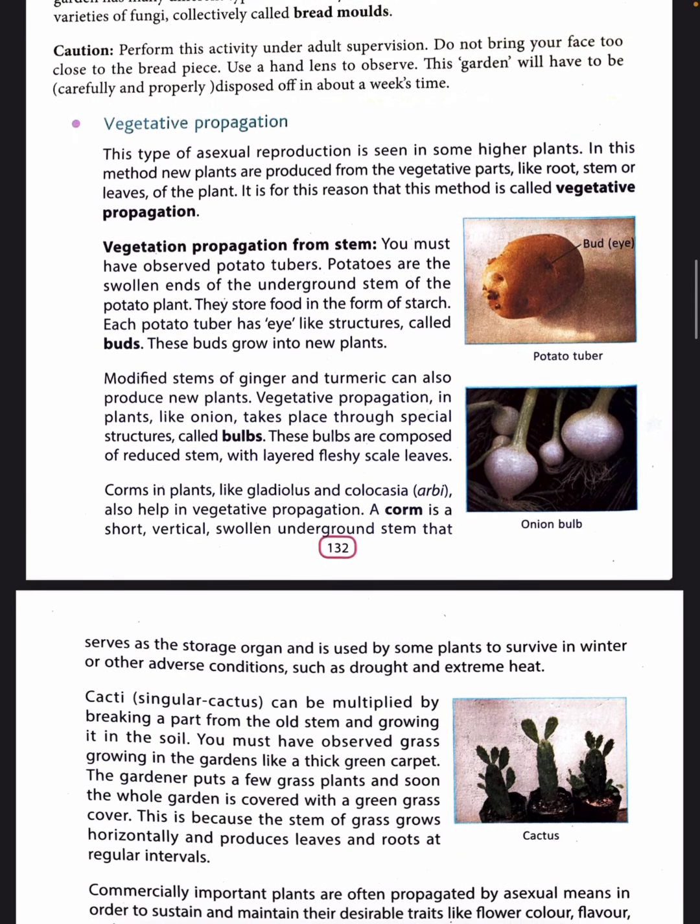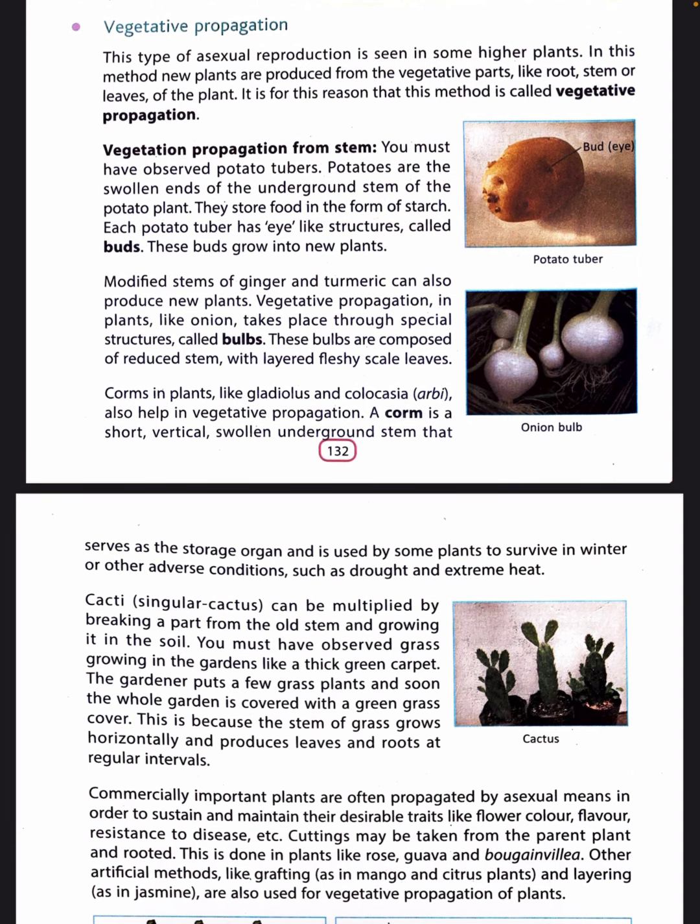First, vegetative propagation from a stem. You must have observed potato tubers. Potatoes are the swollen ends of the underground stem of the potato plant. They store food in the form of starch. Each potato tuber has eye-like structures called buds. These buds grow into new plants.